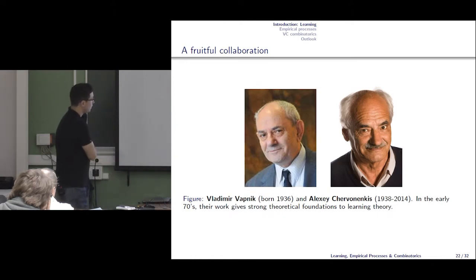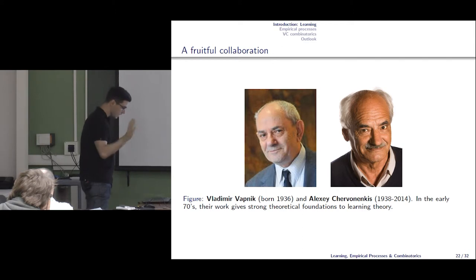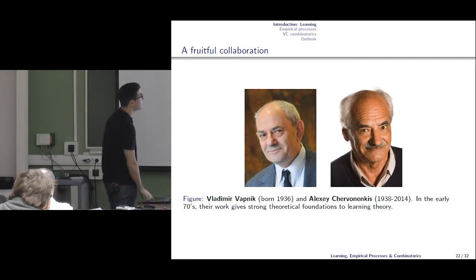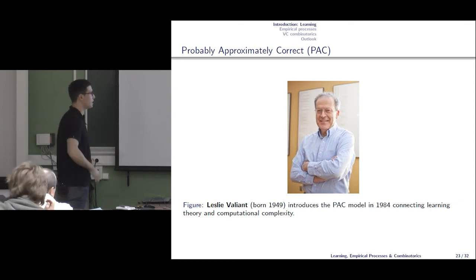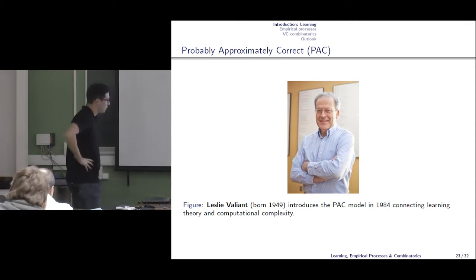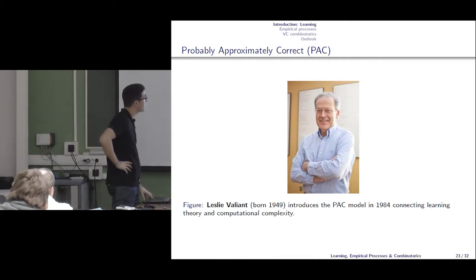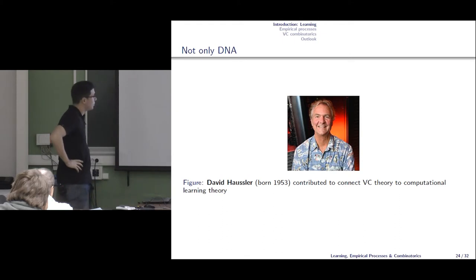Of course, Vladimir Vapnik and Alexei Chervonenkis are today well understood as some of the first people who gave very strong theoretical foundations to the aspects of learning theory I'll be talking about today. Leslie Valiant introduced the PAC model, PAC standing for probably approximately correct, and is understood as one of the people who connected theoretical questions of learning theory to computational complexity aspects. And David Haussler contributed to connecting the theory of Vapnik and Chervonenkis to computational learning theory.